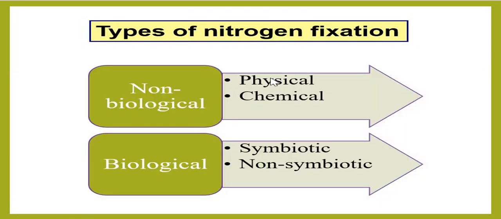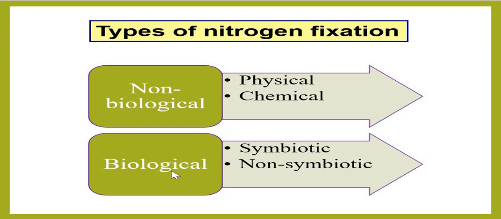Now the types of nitrogen fixation. It is necessary to fix the nitrogen. Why? Because nitrogen cannot be taken up by the plants directly. For the fixation of nitrogen, it can be classified into two types. One is non-biological and the other is biological. Non-biological means this fixation occurs in the absence of biological constituents. It does not require any biological organism to fix the nitrogen.